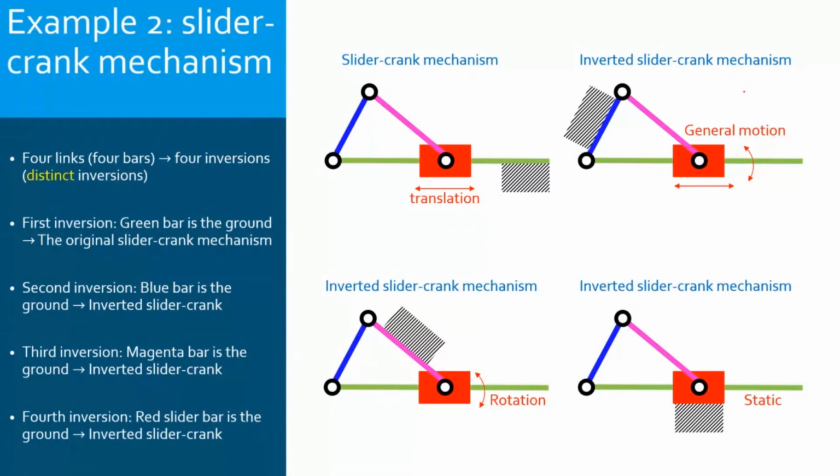Okay, so here the slider is static. The magenta bar will rotate. Here I would say A, B, and C. So the magenta bar will rotate about C. The blue bar AB will have a general motion. And what is the motion here of the green bar?